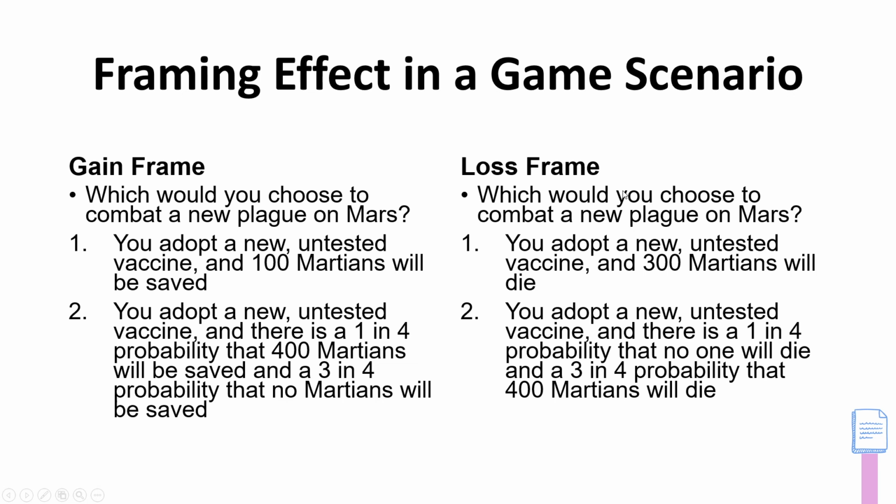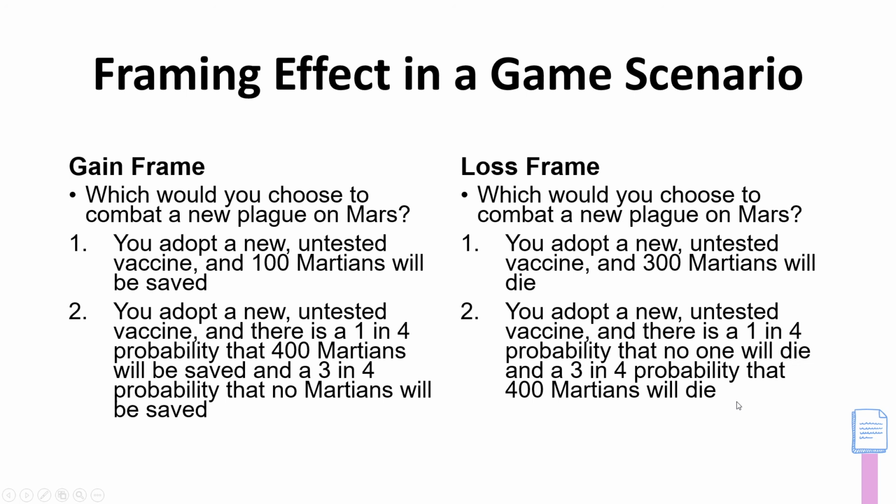But if we frame the same information as a loss, we have the same setup here. Which would you choose to combat a new plague on Mars? But this time we say you adopt a new untested vaccine and 300 Martians will die. There are only 400 total, so 100 surviving versus 300 dying is the exact same setup. So we're saying, okay, you specifically choose that 100 of them will die. Or you adopt a new untested vaccine, there's a 1 in 4 chance that none of them die, and a 3 in 4 chance that all of them die. People tend to take the risky option in this situation.